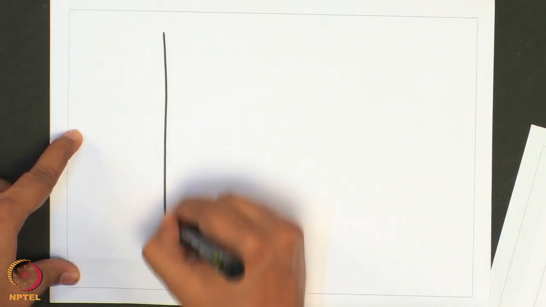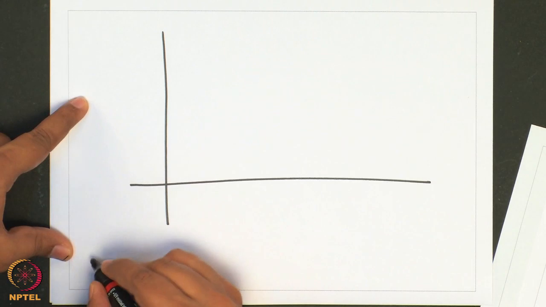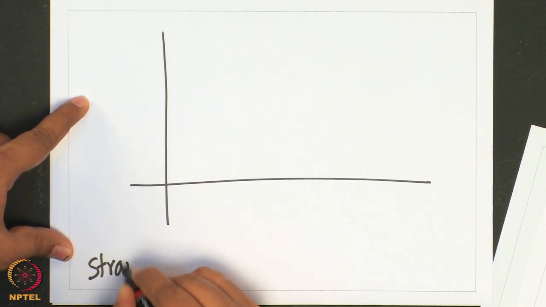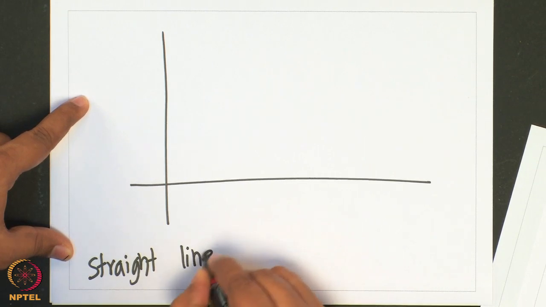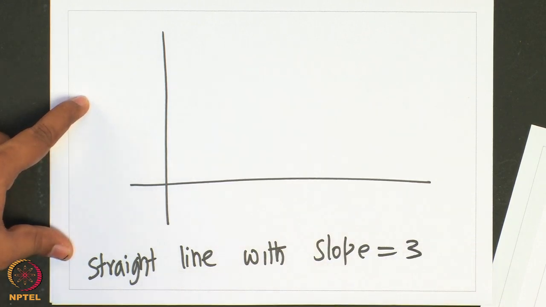Now, this is a very interesting question, because let us think about it. We know if you have just slope as a constant, it is going to be a straight line. So, we know that the curve is going to be a straight line. So, can we draw a straight line with slope equal to 3? That is what the question will boil down to. So, what do we want? We want to draw a straight line with slope equal to 3.